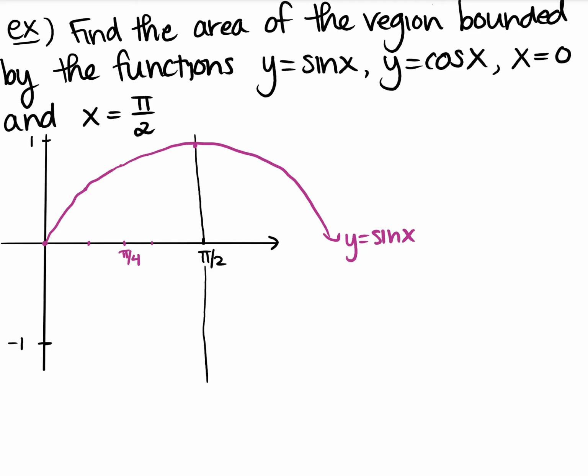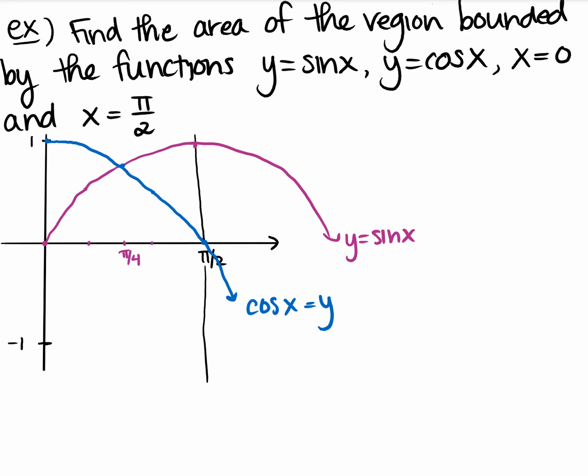Now let's look at cosine of x. Cosine of x hits 1/2 at pi over 3, so it's going to be 1/2 right about here. I also know cosine of 0 is 1, and the cosine of pi over 2 is 0. And I know that the cosine of pi over 4 is root 2 over 2, which is about 0.7. So here is my cosine of x, and there are my two functions.